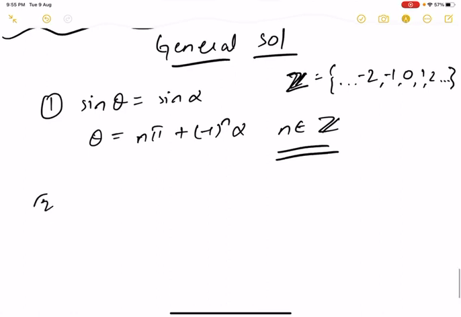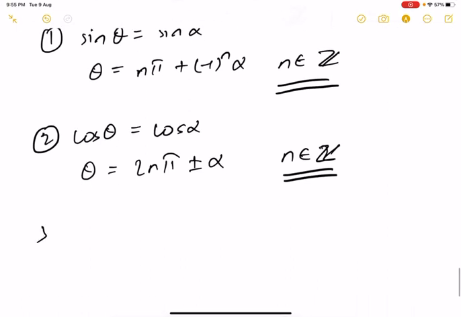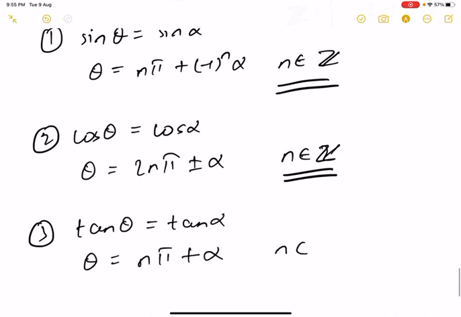After that you have your cos theta is equal to cos alpha. Here the solution is theta is 2n pi plus minus alpha. Again, don't forget to write this, n element of integers. Then third is tan theta is equal to tan alpha. Here theta is just n pi plus alpha, n element of integer.